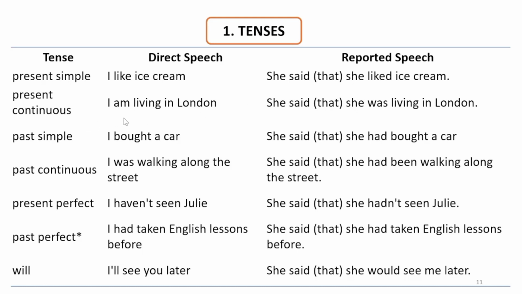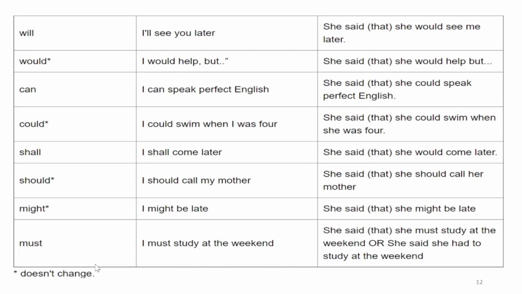Present continuous. I'm living in London. She said that she was living in London. So this is present continuous becoming past continuous. Past simple. I bought a car. She said that she had bought a car, from past simple to past perfect. More, we also have modals like will, would, can, could, shall, should. So this is the example of the changes in tenses.